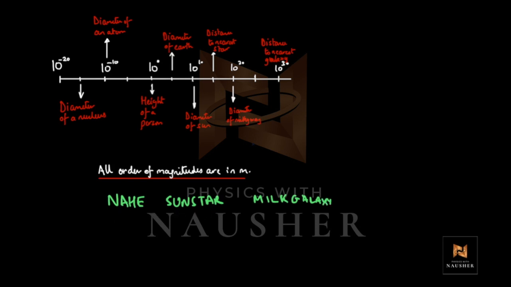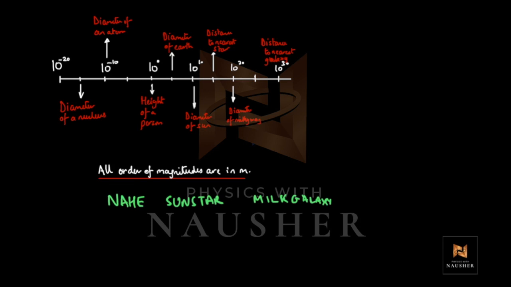Sun star, I don't know how I came up with it, but it was easy. The sun is a star or a sun star, and milk galaxy because I like galaxy chocolates and chocolates have milk in them. So nahi. Let's try. N stands for nucleus, A stands for atom, H stands for height, E stands for earth, sun, star, milk, Milky Way, milk, and nearest galaxy, galaxy.